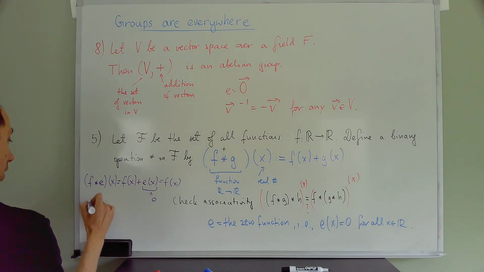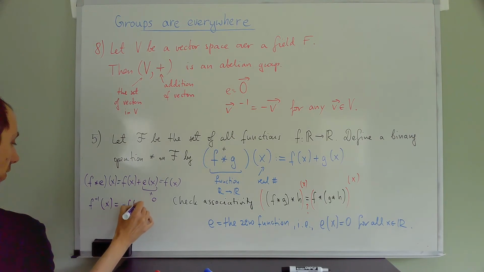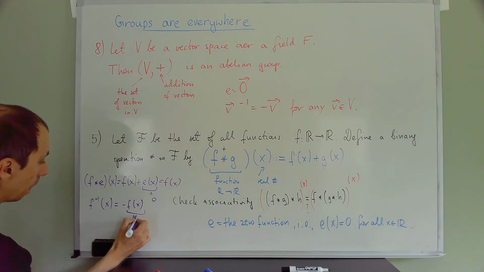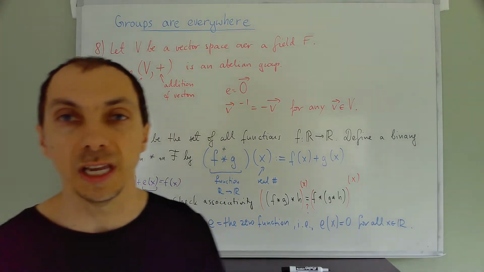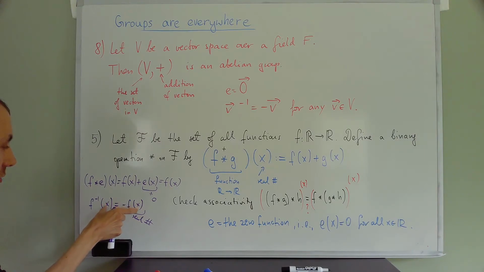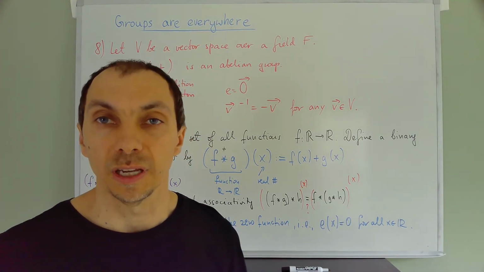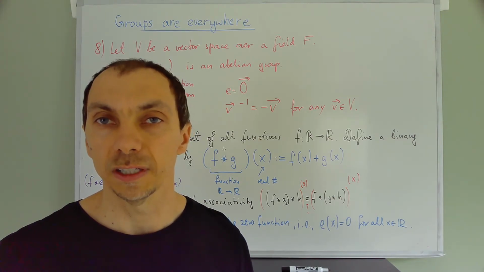So f inverse of x is the same as just negative of f of x. You have to be sure where this negative is taken. This is a real number. So this is just the negative inside the real numbers, in other words, the additive inverse of f of x inside the real numbers. As x changes, you plug in different real numbers, you get different values. So for example, the inverse to the function f of x equals x squared is the function f of x equals negative x squared.